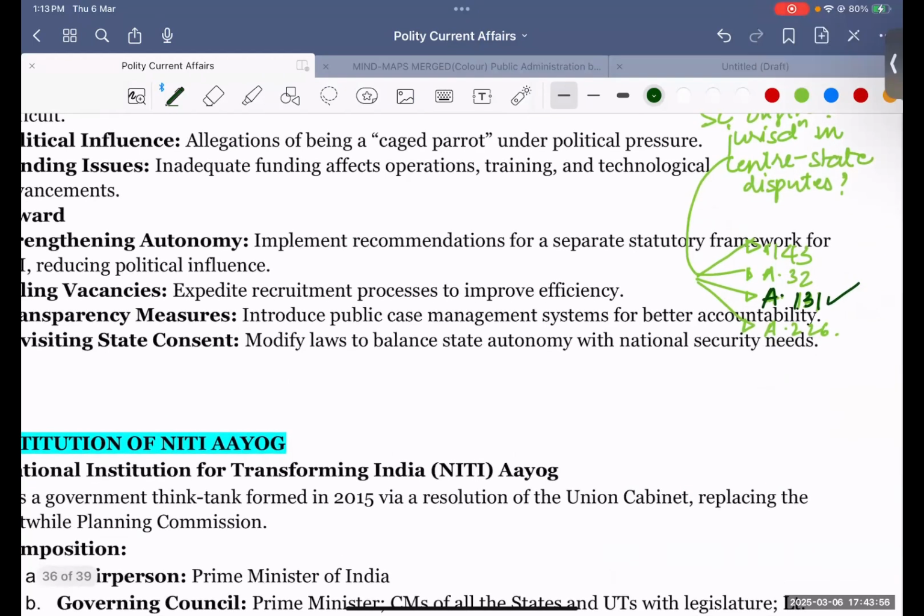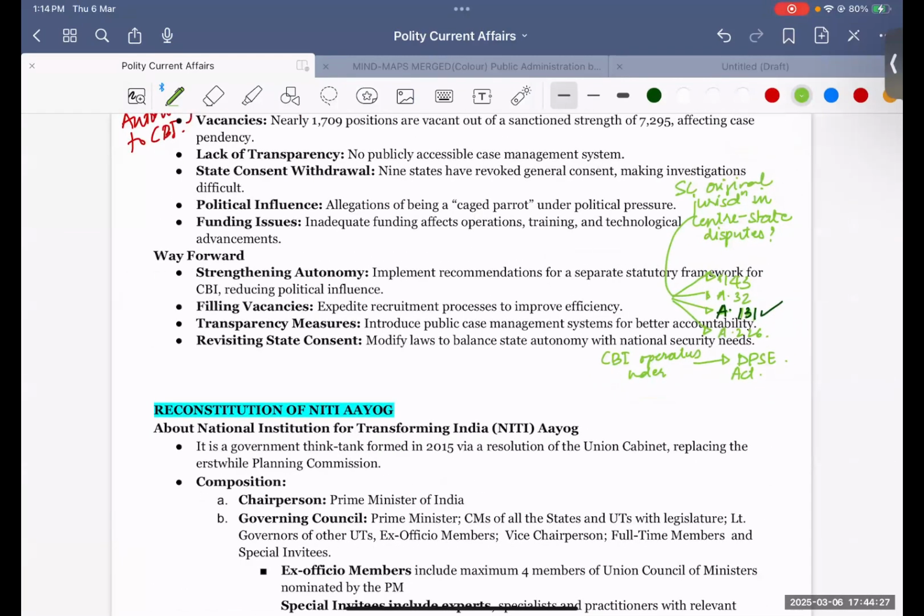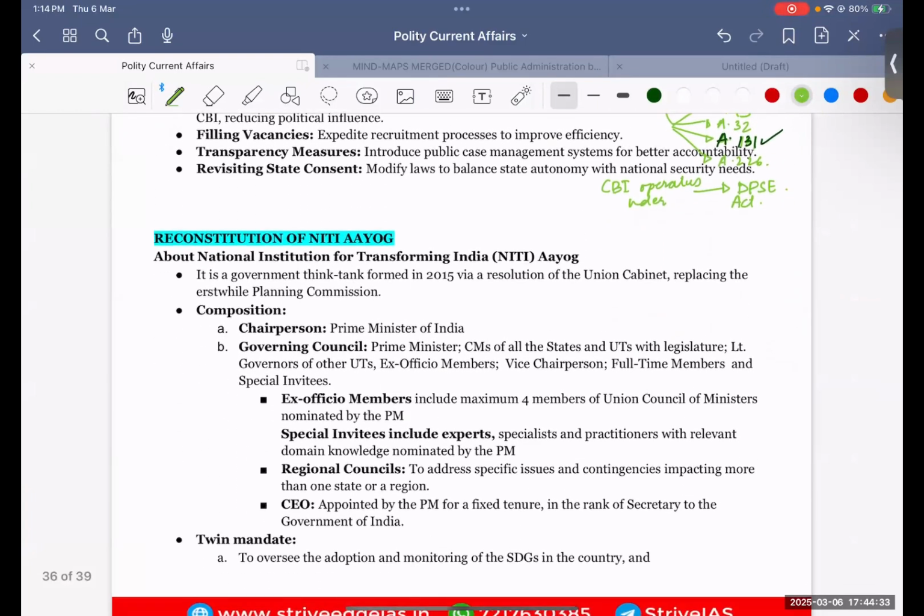The CBI operates under which law, guys? Which law does it operate under? It operates under the DSPE, Delhi Special Police Establishment Act. Okay, but it is non-statutory. Can you please mute, dear, whoever it is? Okay, so this forms the important part of your prelims preparation, guys.